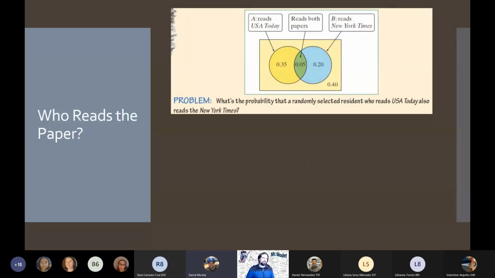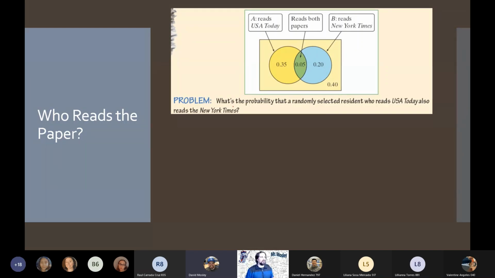All right, last example. So we're given this scenario. In this scenario, we have essentially a Venn diagram showing the proportion of people who read USA Today, people who read New York Times, and people who read both. And over here, this 0.4 is the people who don't read either. It's the complement.